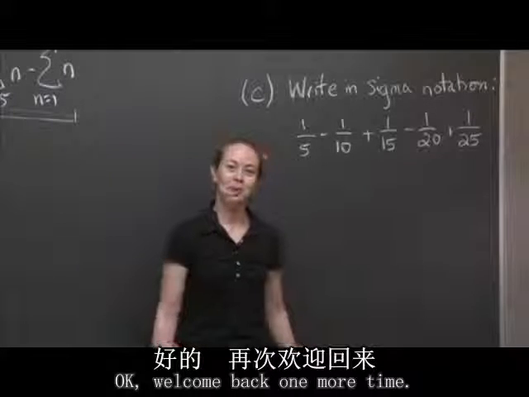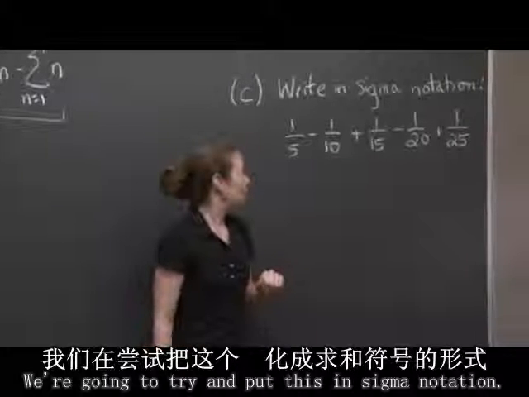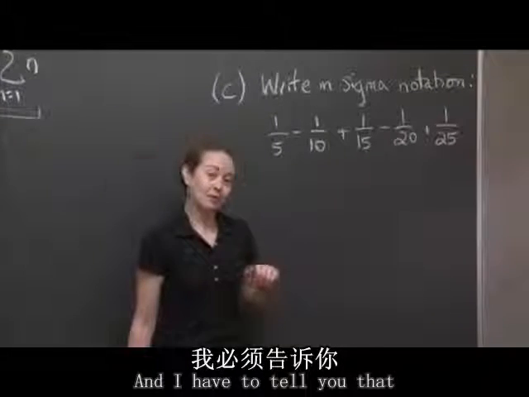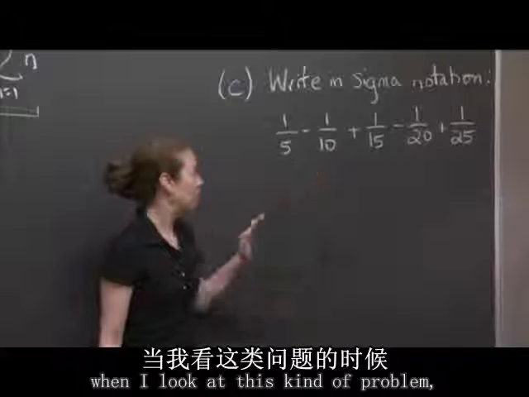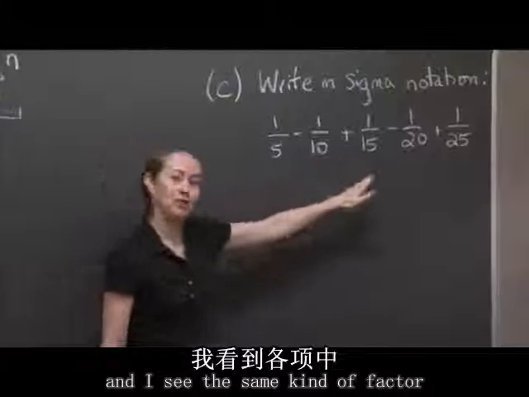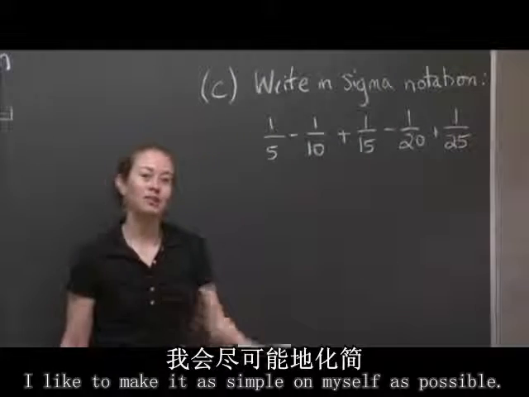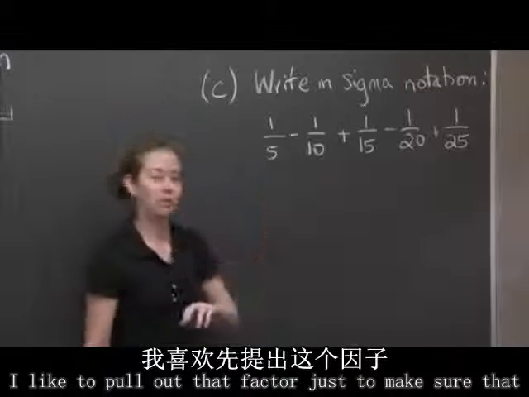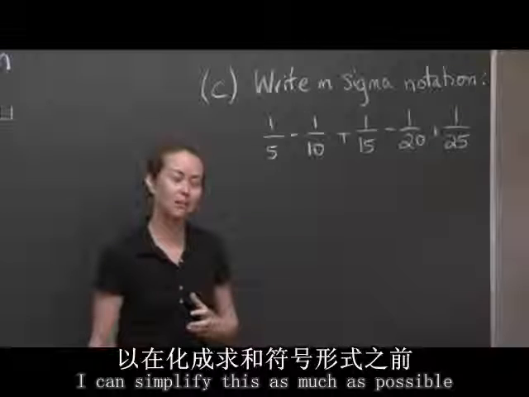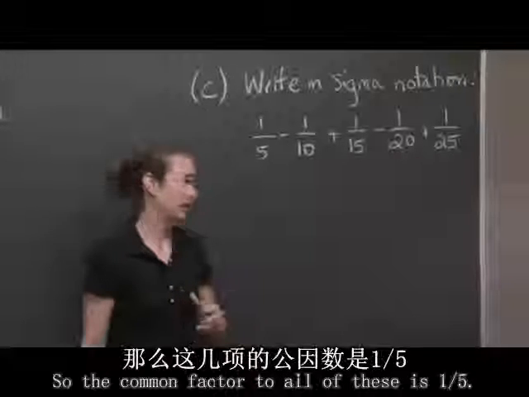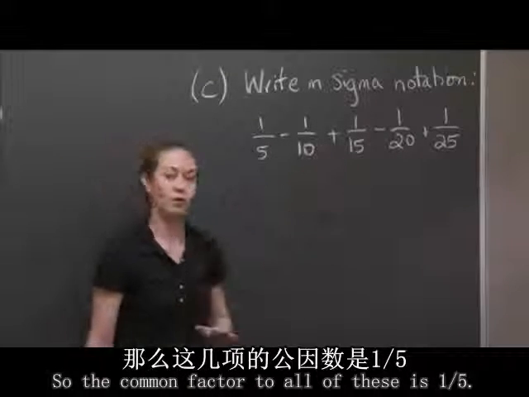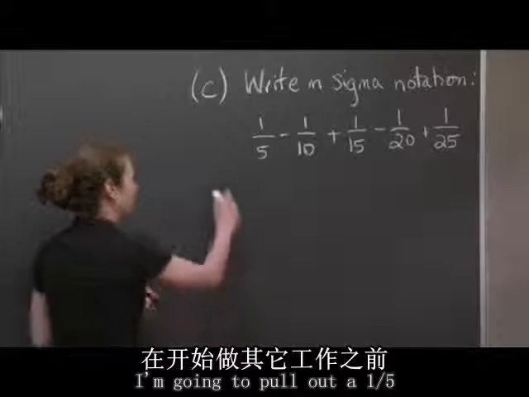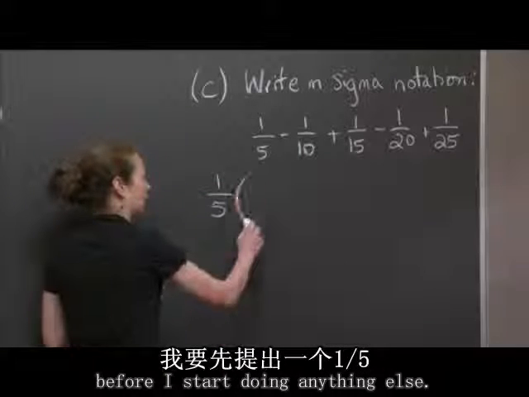Okay, welcome back one more time. We're going to try and put this in sigma notation. And I have to tell you that when I look at this kind of problem and I see the same kind of factor in each of these things, I like to make it as simple on myself as possible. I like to pull out that factor just to make sure that I can simplify this as much as possible before I go into sigma notation. So the common factor to all of these is 1/5. So I'm going to pull out a 1/5 before I start doing anything else.